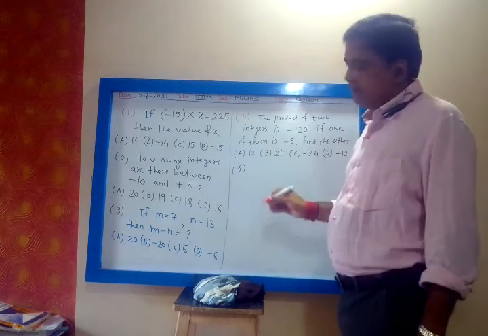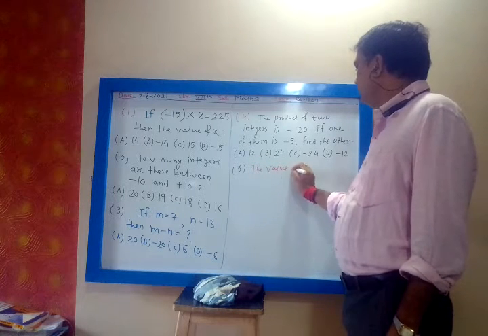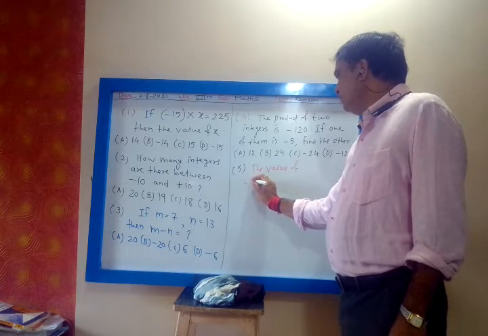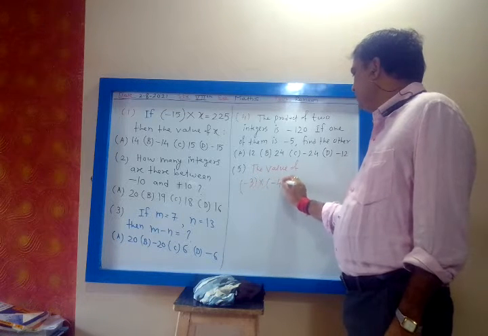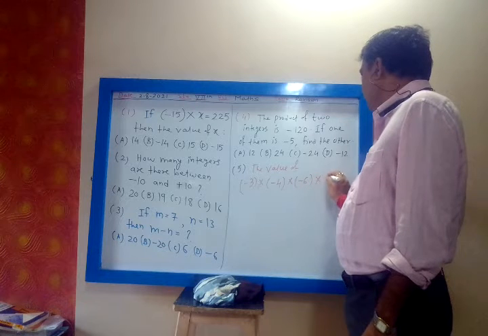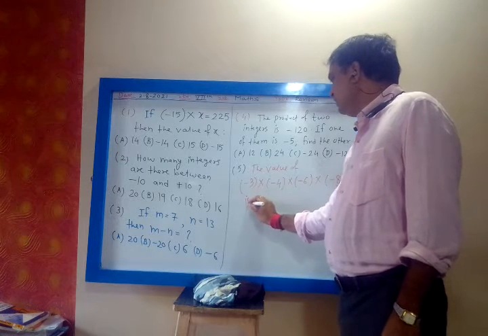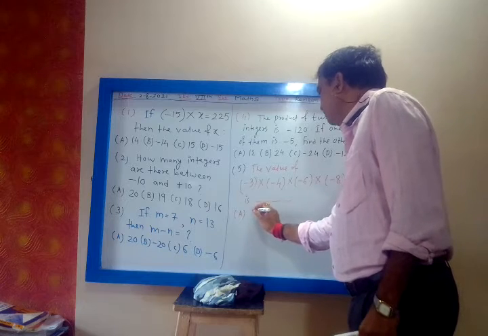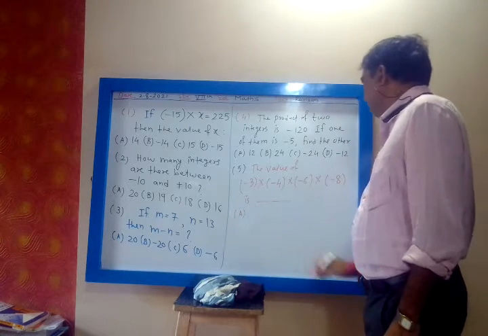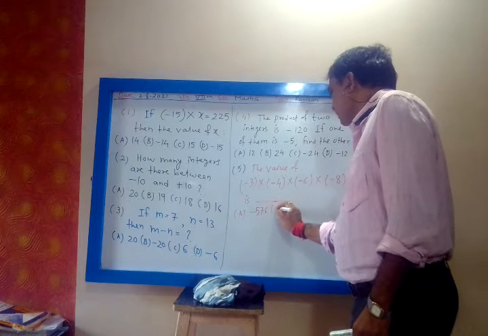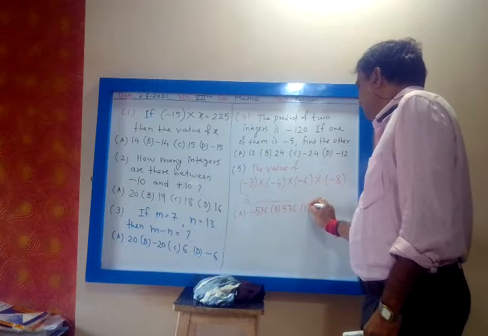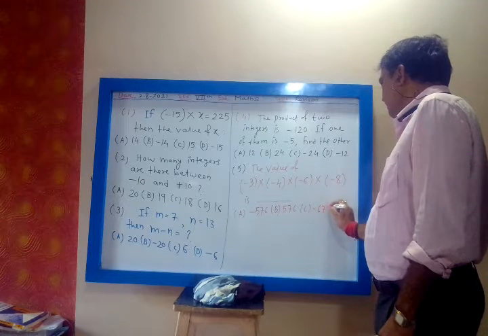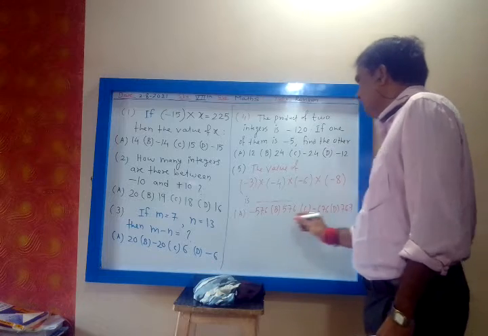Then the fifth one. The value of minus 3 into minus 4 into minus 6 into minus 8 is: A, minus 576; B, 576; C, minus 676; D, 767.